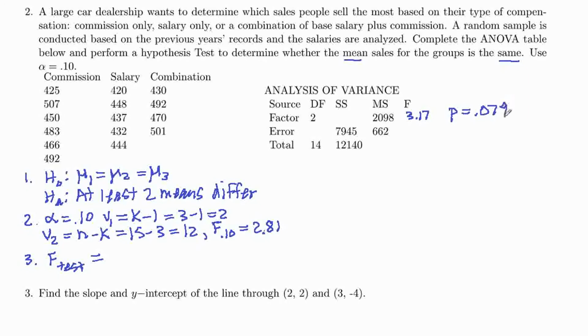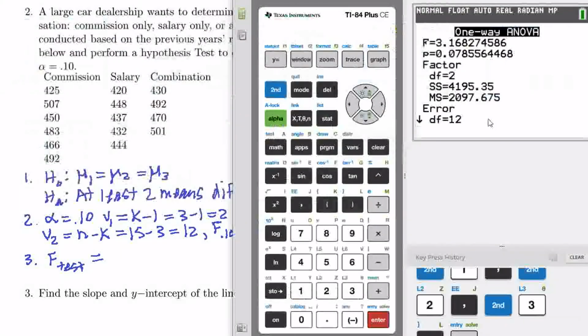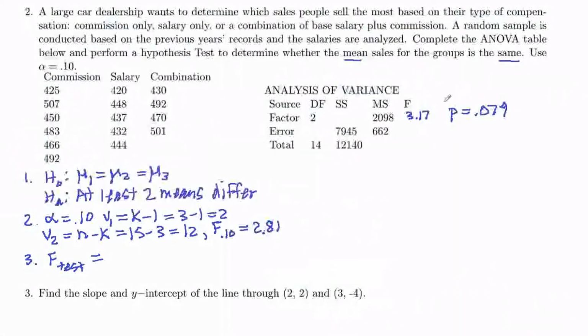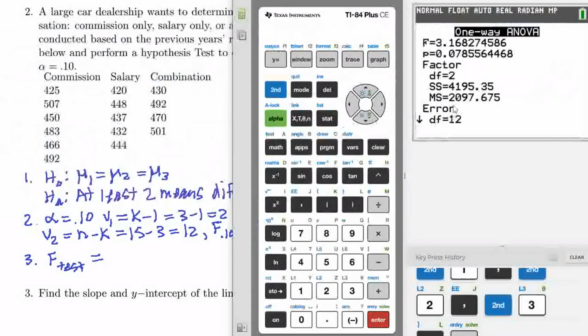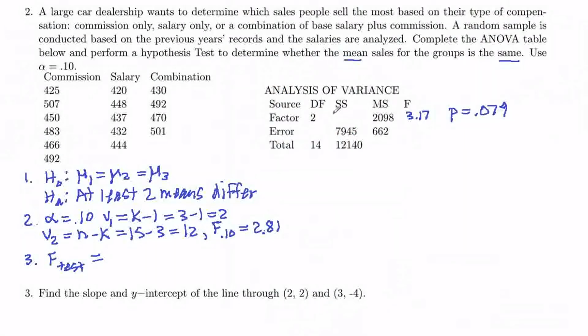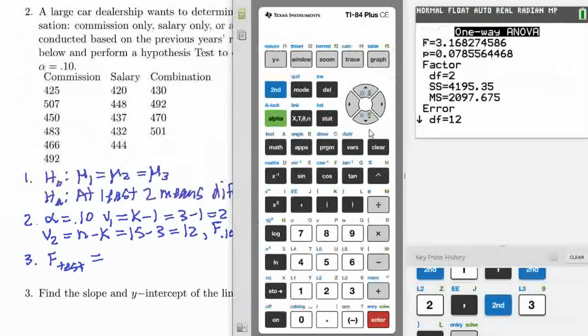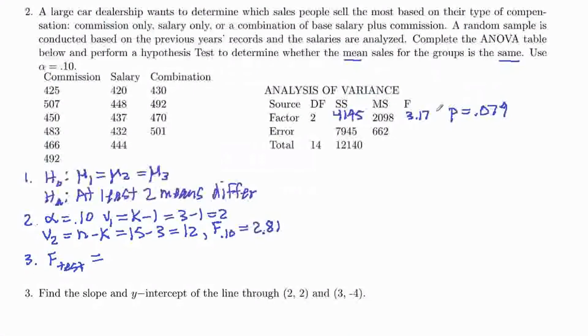Let's go ahead and list that. Then degrees of freedom for the factor, 2, sum of squares 4195.35. We'll just do the whole number portion of that, 4195. The mean square, 2097.67, so that's the 2098 here.